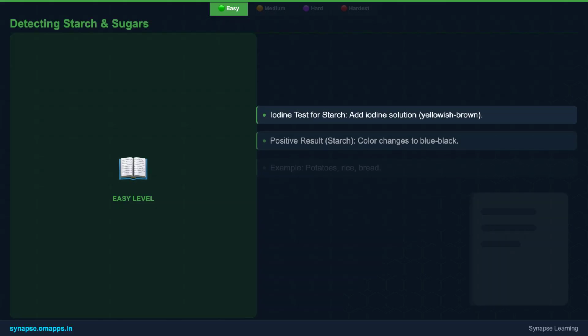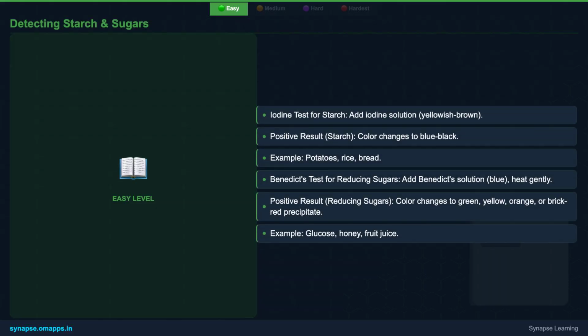First, let's talk about carbohydrates. Starch, a type of carbohydrate, can be detected using iodine solution. When you add a few drops of iodine to a food sample containing starch, like a potato or rice, you'll see a distinct color change from a yellowish-brown to a deep blue-black. This tells you starch is present.